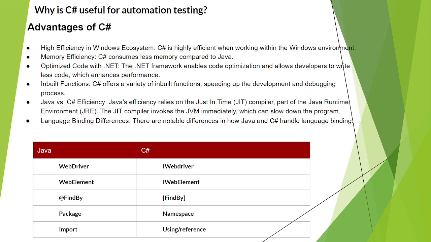So from this slide you can easily understand that a C Sharp program is supposed to perform better in the Windows environment because it is supported by Windows Microsoft .NET, and also it has inbuilt functions which offer better performance in the development and debugging process.